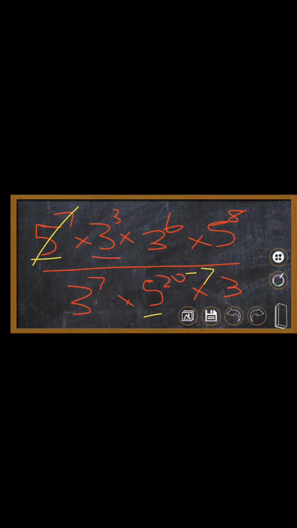Let's choose a brighter color. Now we're going to look at the 3's. We're first going to add the 3 powers, so we're going to add 3 plus 6, and you cancel that 3. And then 3 plus 6 is 9.